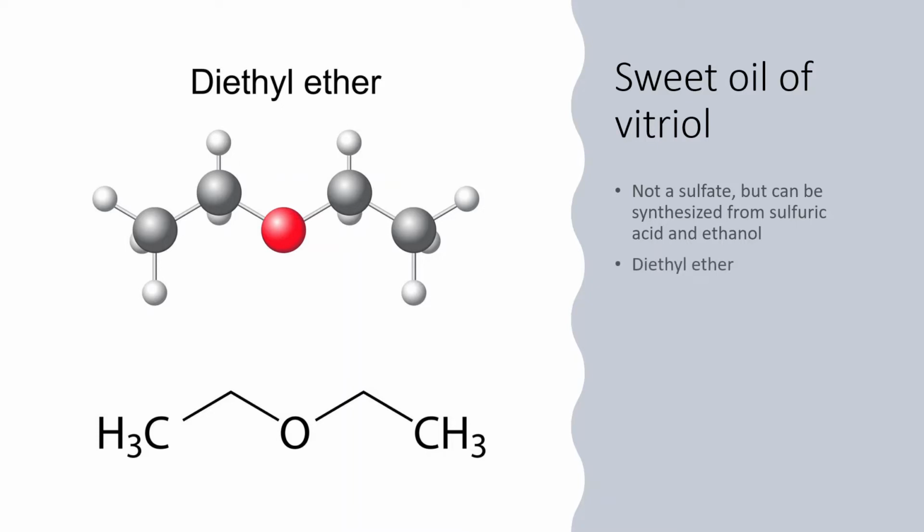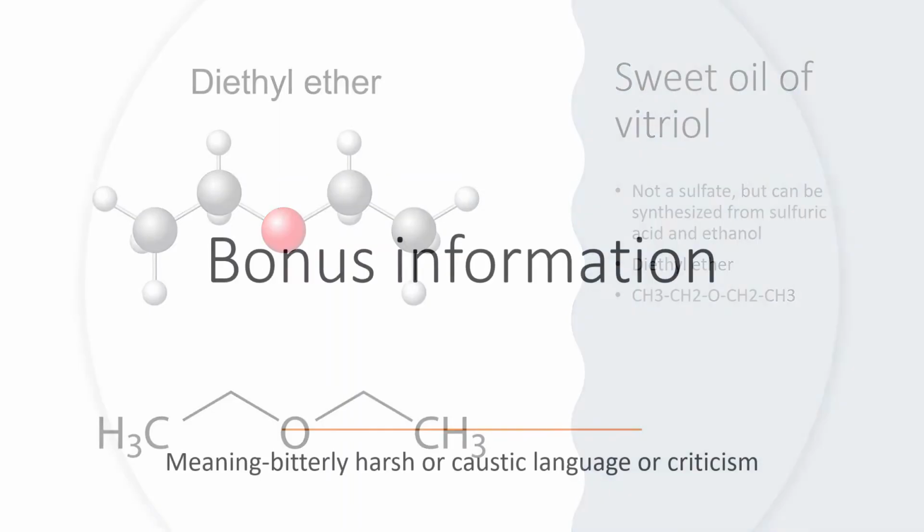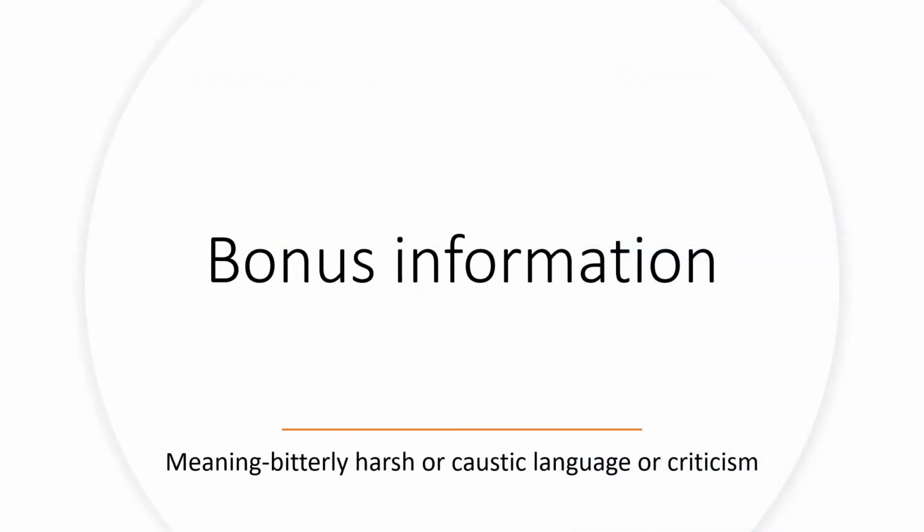Now, I also added a bonus fact for you. Vitriol is a word in the English language which means bitterly harsh or caustic language or criticism. You can imagine that the corrosive nature of the most commonly known vitriol, that is sulfuric acid, would have something to do with that. So that is it for today.